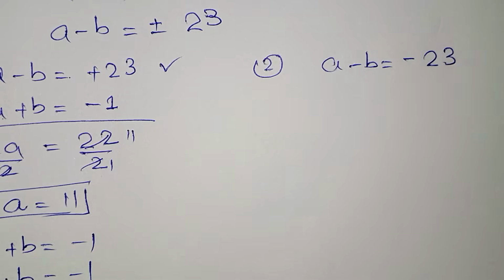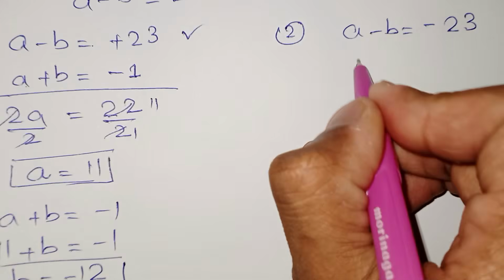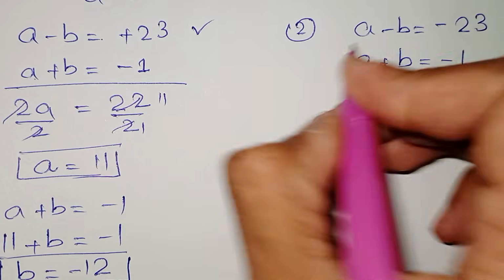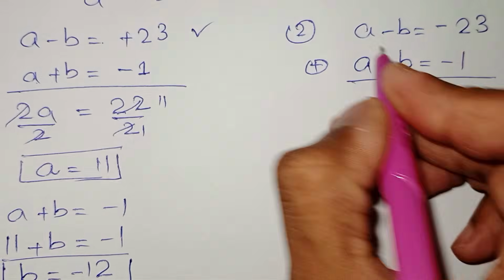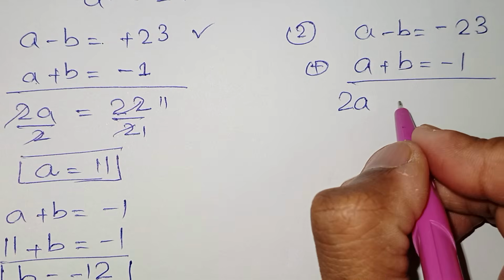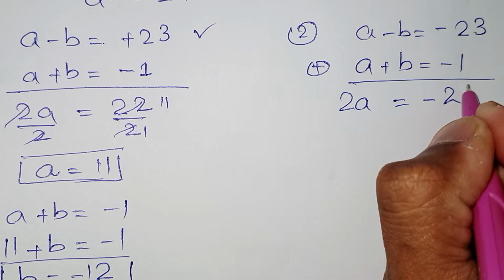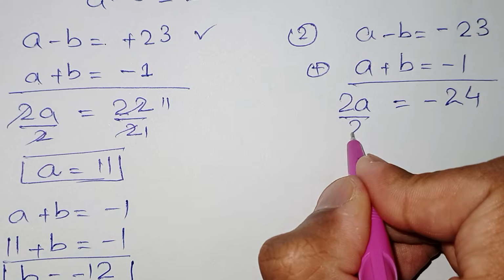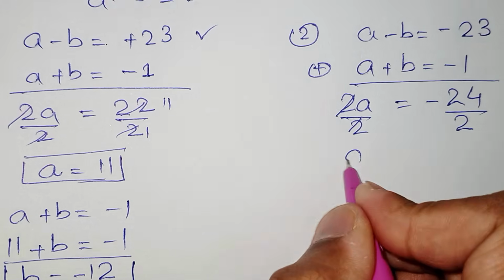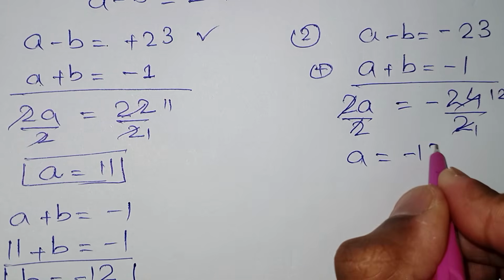Now we will solve the second case. a + b = −1. We will add these two equations: a + a is 2a, −b + b is 0, −23 − 1 is −24. Divide by 2 on both sides: a = −12.